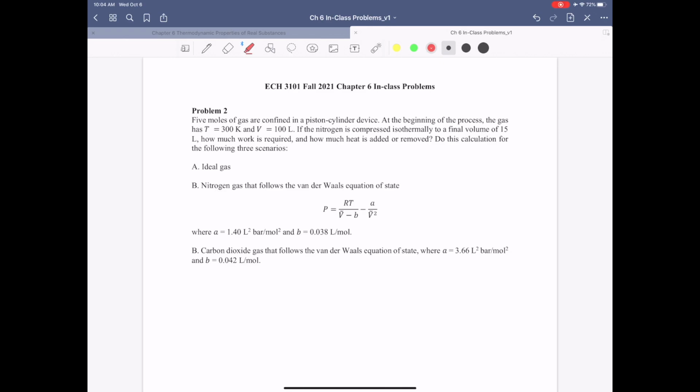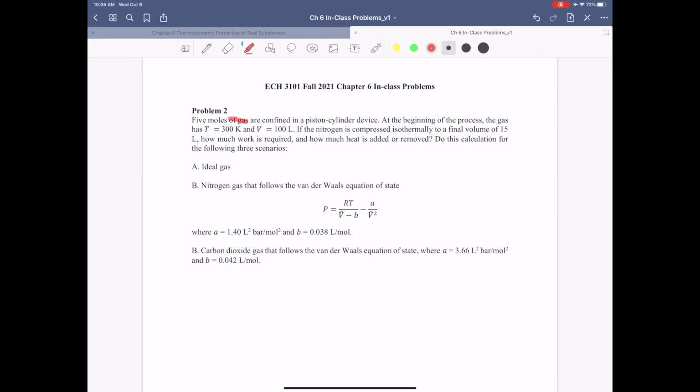In the previous in-class problem, we applied the triple product rule to develop a relationship of du dv at constant T, in order to relate that to pressure, volume, and temperature. In this problem, we're going to apply the steps we took for the calculus of thermodynamics to analyzing an actual chemical process. What we're going to look at is a classic piston cylinder device.